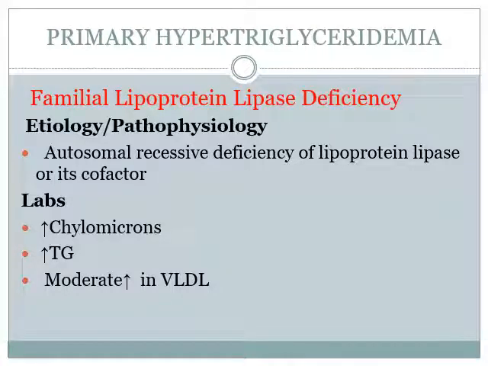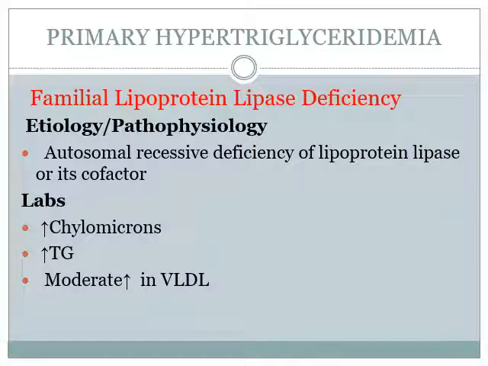Primary hypertriglyceridemia. So, again, we can summarize primary hyperlipidemia. One: primary hypercholesterolemia, divided into familial hypercholesterolemia and polygenic hypercholesterolemia. To differentiate between the two, familial hypercholesterolemia has tendon xanthoma and xanthelasma, while polygenic hypercholesterolemia has no xanthelasma.